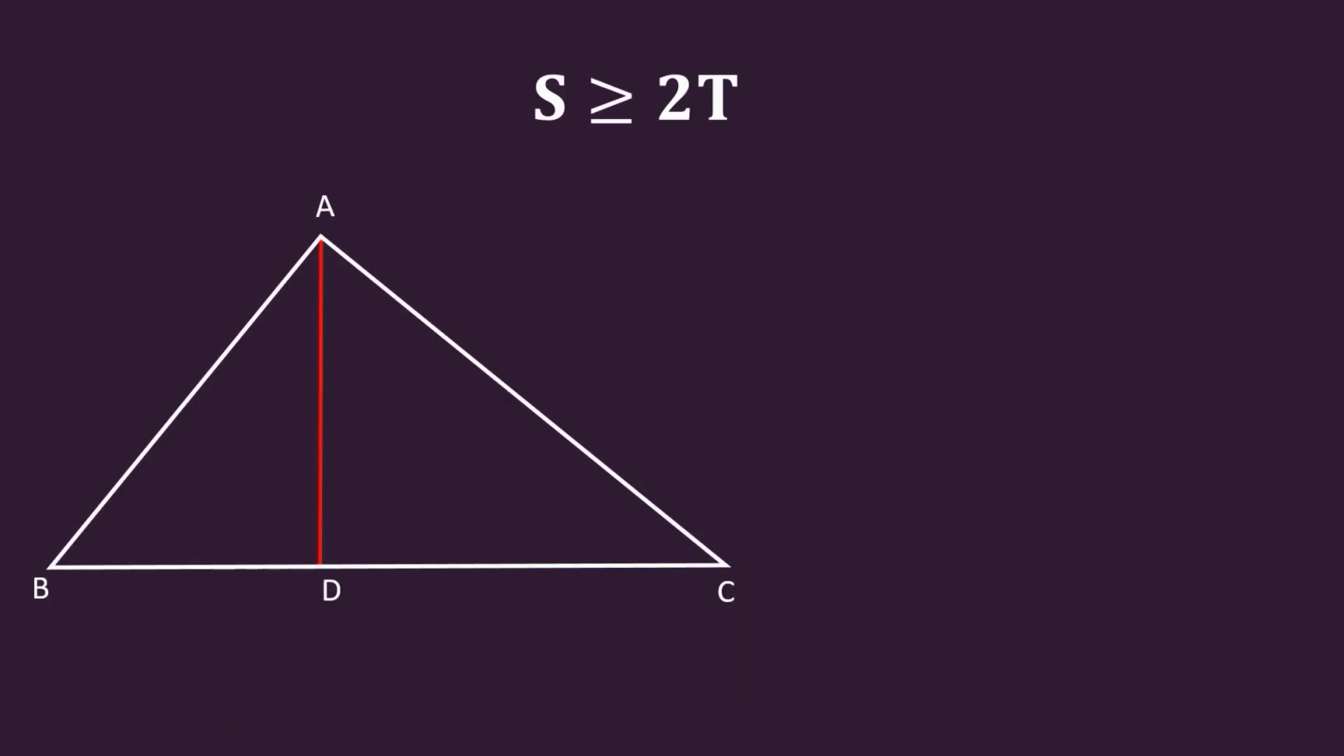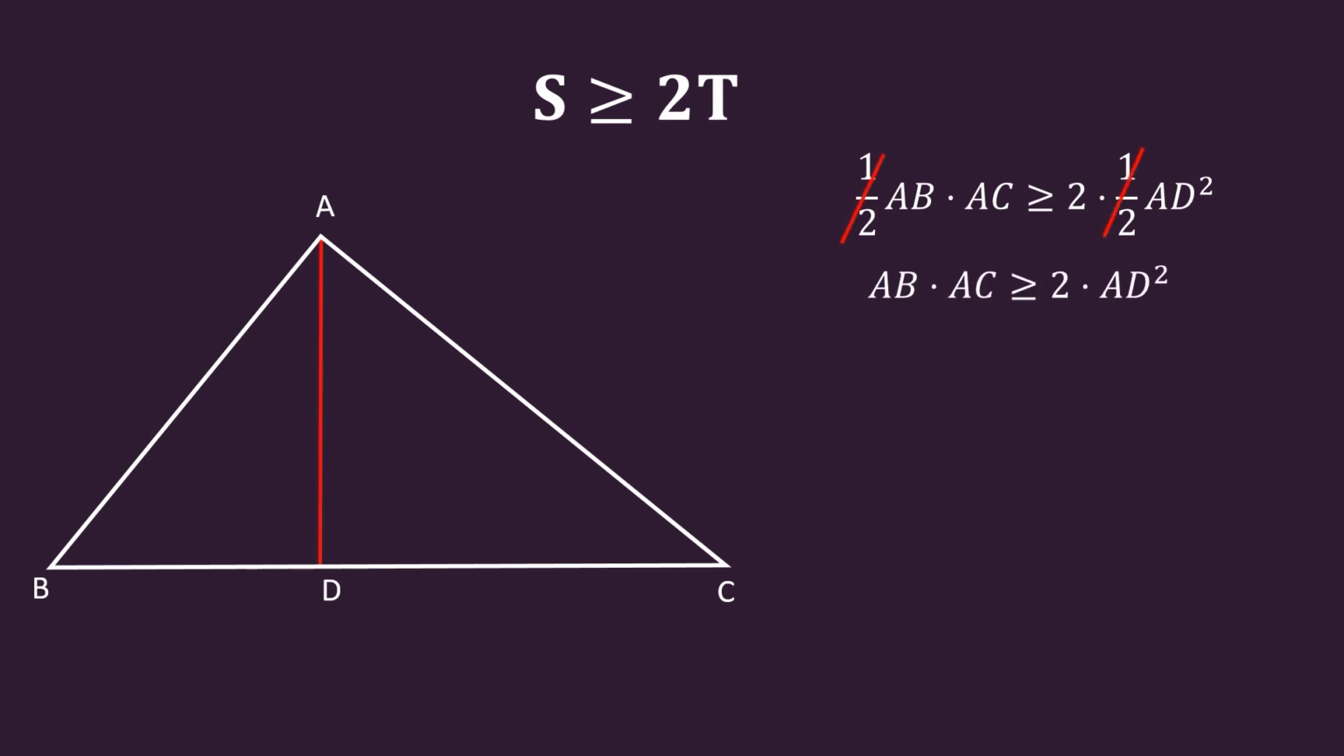Now let's put it all together. We need to prove that S is greater than or equal to 2t. Starting with our area formulas, that means we need to prove 1/2 AB times AC is greater than or equal to 2 times 1/2 AD squared, which simplifies to AB times AC is greater than or equal to 2 times AD squared. We know that for any right triangle, the altitude is related to the sides by the formula AD equals AB times AC divided by BC.